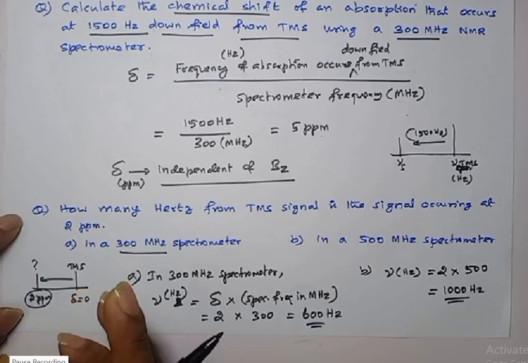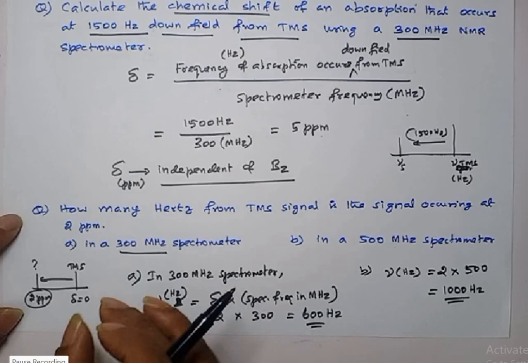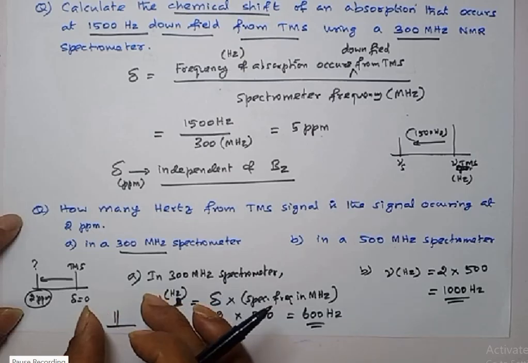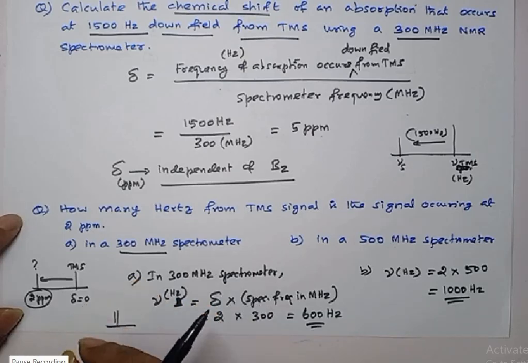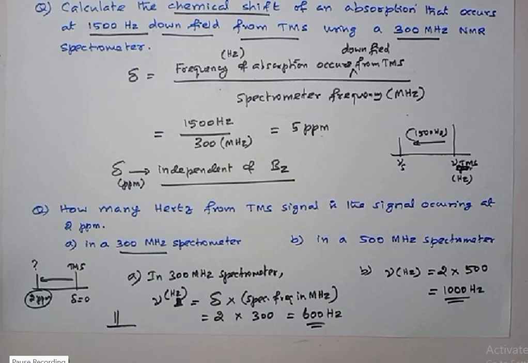If you use a high frequency spectrometer, you will get more separation between lines, signals. So the analysis will be easier, and we can very easily predict the nature of the signal, and we can get the information from the signal clearly.